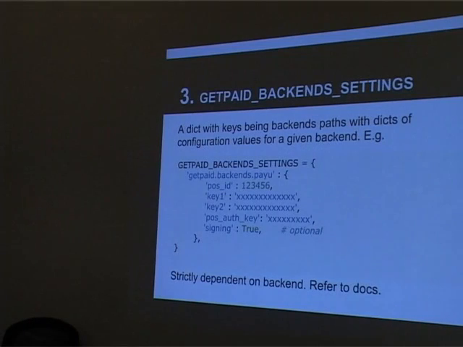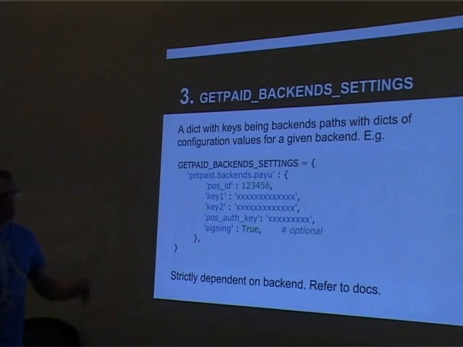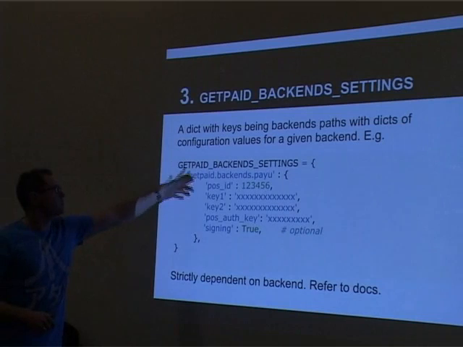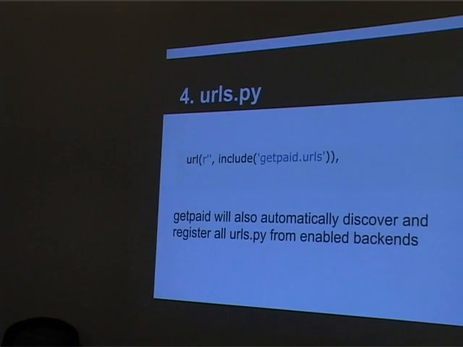There are some settings that are custom for each backend, because each backend has, for example, PayU has some two keys, some auth key, some ID, and Przelewy24 has another one, and so on. So basically, it's like a dictionary with the key of the full Python path, and there are some properties that are well described in the documentation. You can find exactly what can be set for each backend. Then you need to include URLs, which is also obvious, and what's nice, getpaid will discover all backends that are connected, and will include their URLs also here. So this is only one line you need to put, and that's all.